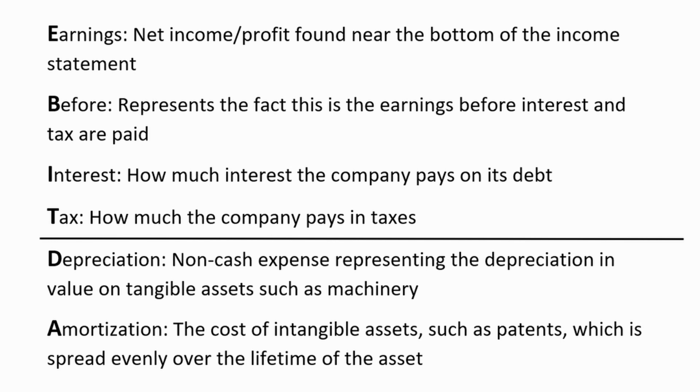Depreciation is also added back if you're using EBITDA, and is a non-cash expense that represents the depreciation in value of tangible assets the company owns, such as machinery. Amortization, which is also added back to earnings when calculating EBITDA, is the cost of an intangible asset, such as a patent, and is usually spread out evenly across the lifetime of the asset.